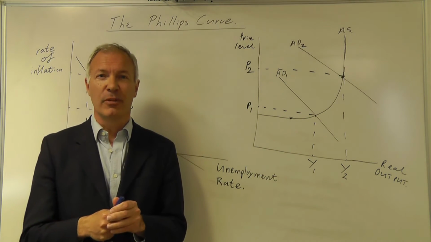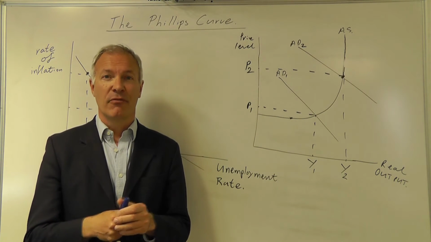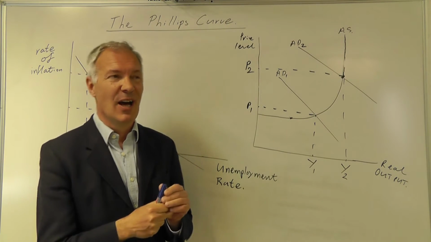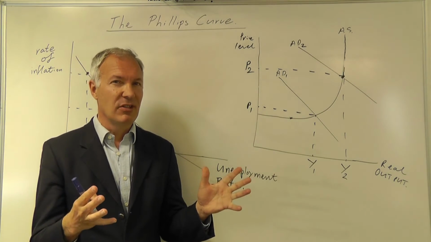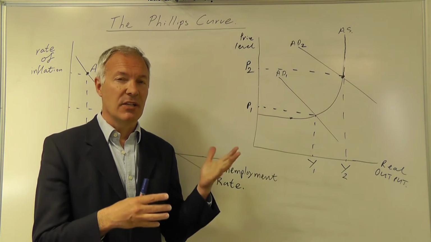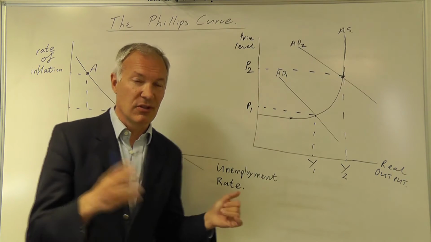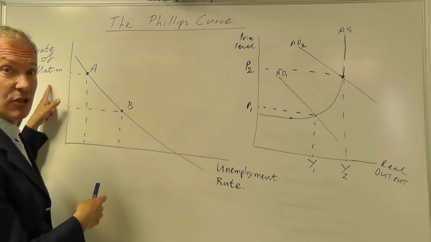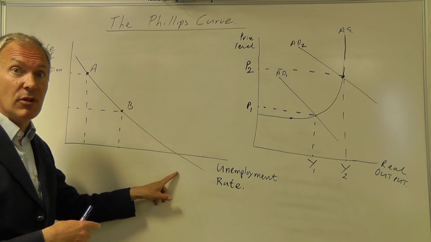So welcome to the Phillips Curve. The original Phillips Curve, developed by Phillips, surprisingly, who was looking for a PhD thesis in 1958 at the LSE, is very, very straightforward. It's simply this: that there's a trade-off between inflation and unemployment.